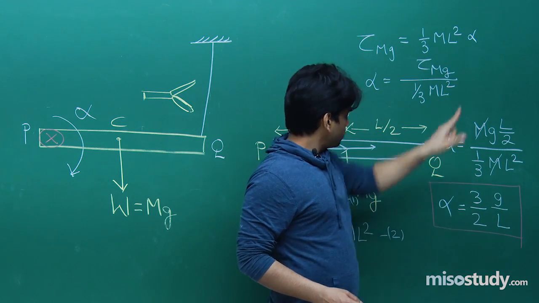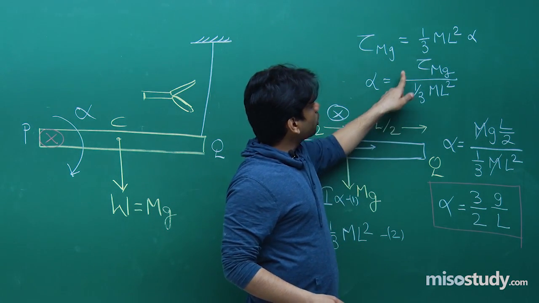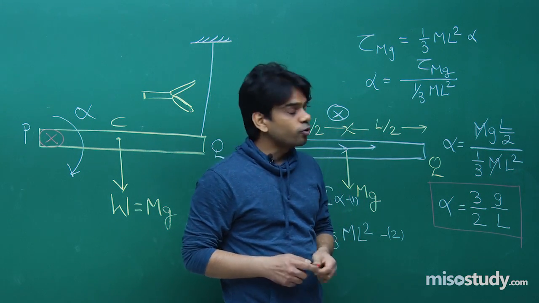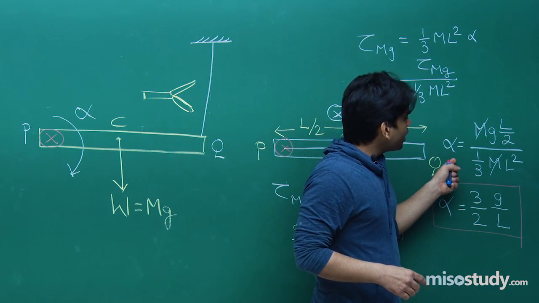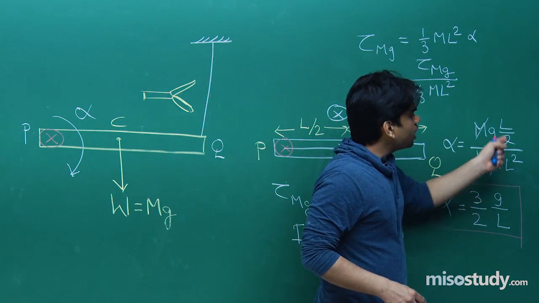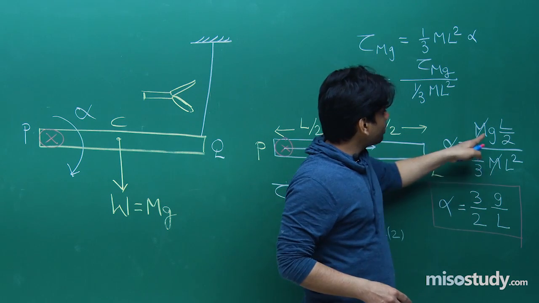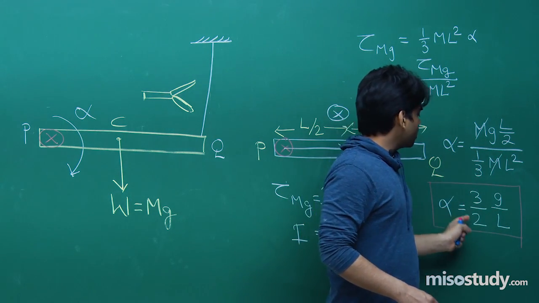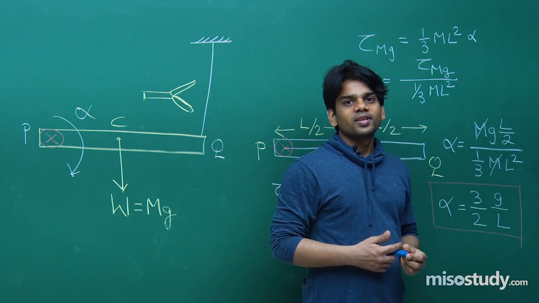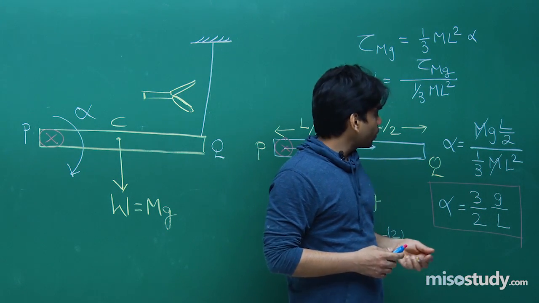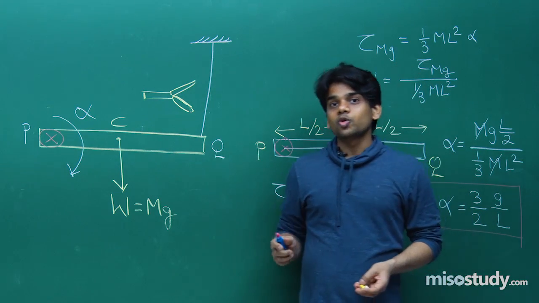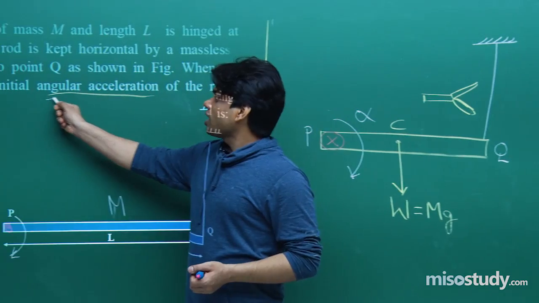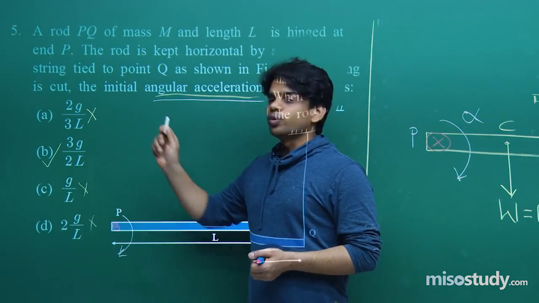I we have replaced by this value. Alpha will turn out to be torque of mg divided by 1 by 3 ml square. That is how you have to proceed. Finally, alpha is equal to mgl by 2 divided by 1 by 3 ml square. Try to simplify this, you will get 3 by 2 g by l. That's the answer of the question. So finally, alpha, the angular acceleration that has been asked, turns out to be 3g by 2l.